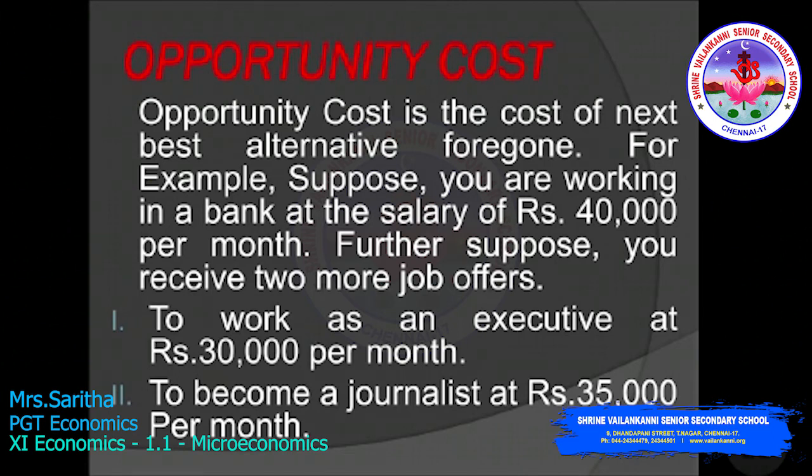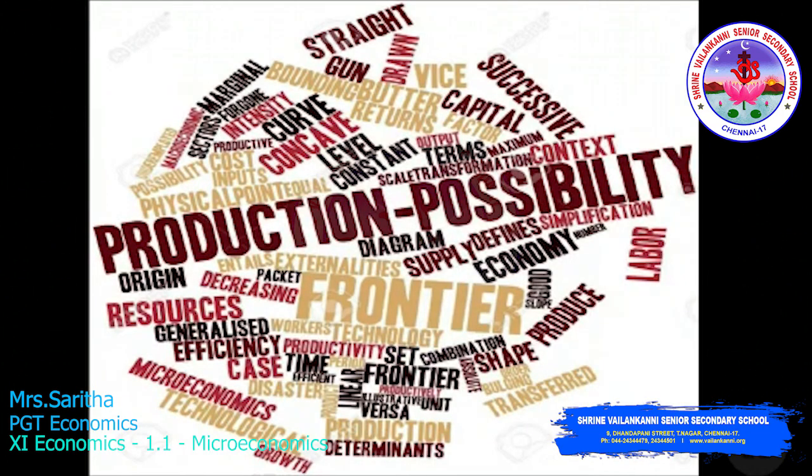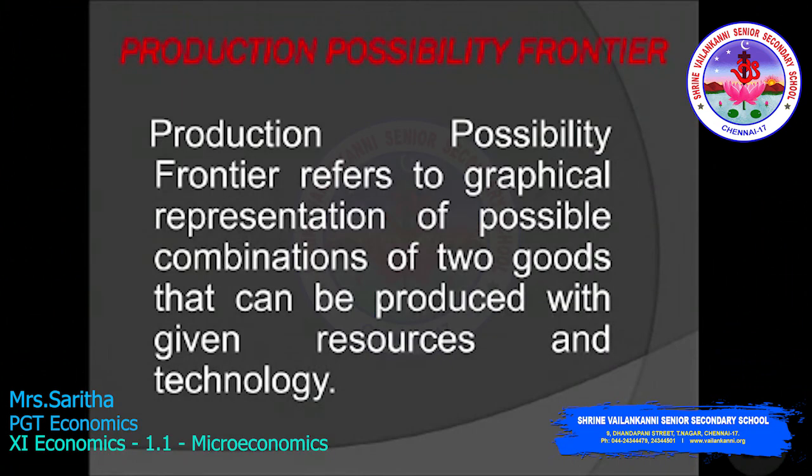Now, let's move on to the other one. Production possibility frontier. The production possibility frontier refers to the graphical representation of possible combinations of two goods that can be produced with given resources and technology. So, with the given resources and technology, we are going to look at the graphical representation of all possible combinations of two goods that can be produced.